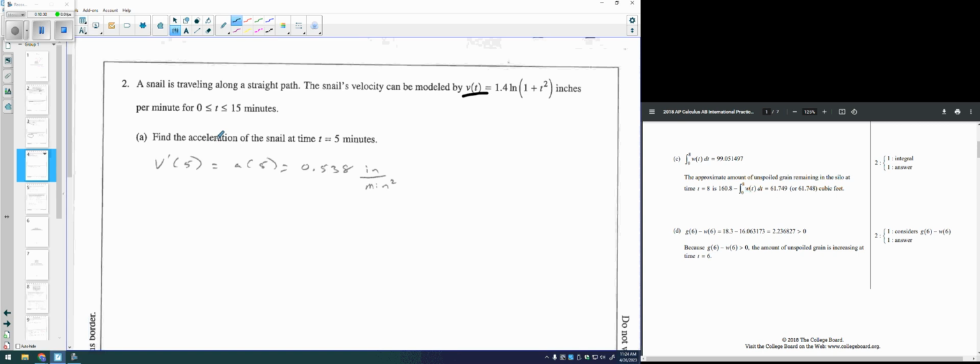Find the acceleration. This is just straight typing in the calculator. The derivative of velocity is acceleration. So I go derivative at a point, and I find v prime at 5. And it's simply that value.